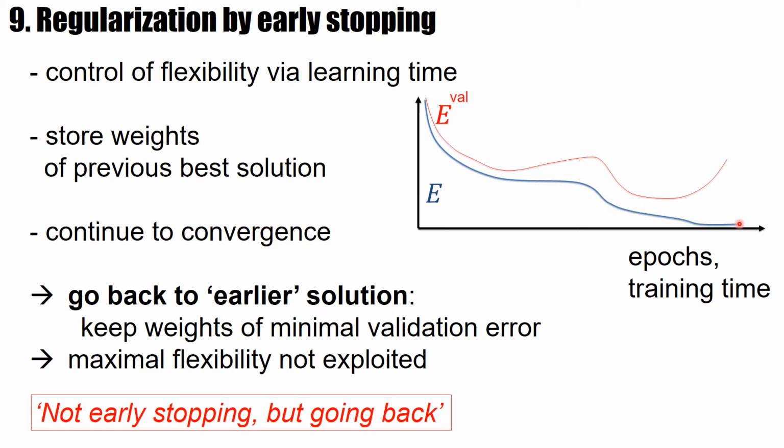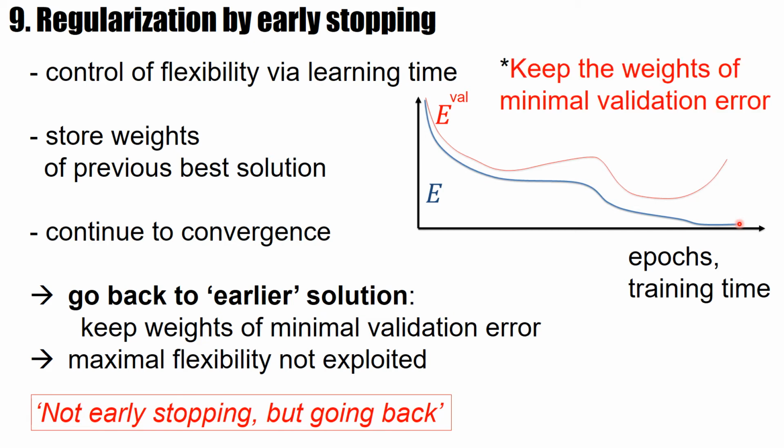And then once you have really converged, you can go back to the earlier solution where you found the best performance on the validation set. So I don't really like the term early stopping. Early stopping is a misnomer. It's not an early stopping procedure. It's a going back procedure, going back to the situation where you had a very small validation error.